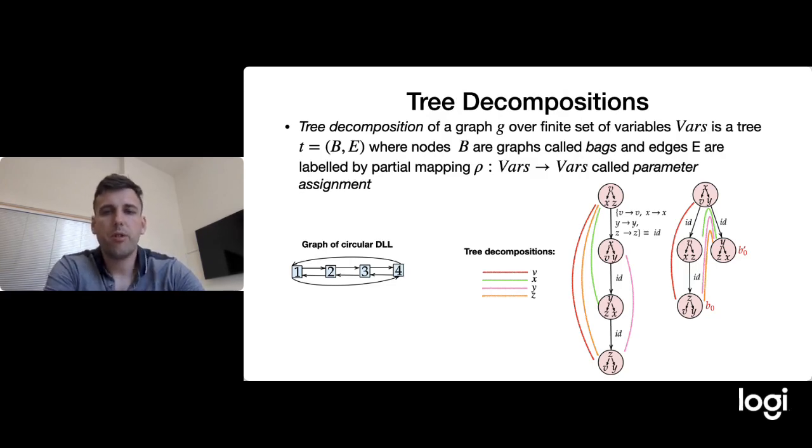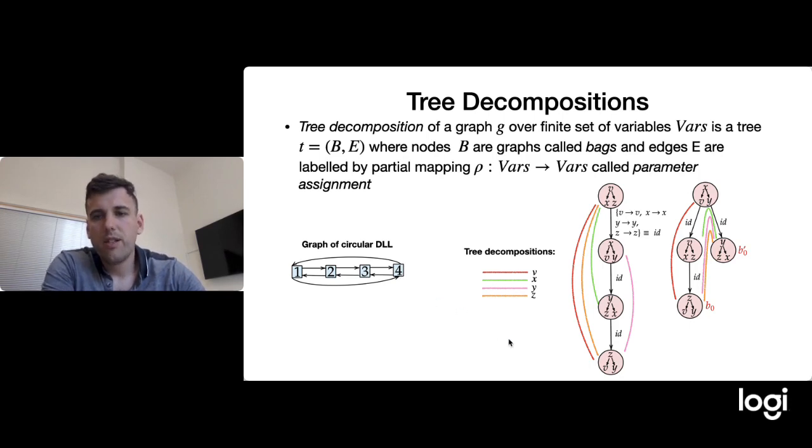Here is a formal definition, but I will try to give you an intuition. So consider this graph of a circular doubly-linked list, and here are two of its tree decompositions. The nodes of the decompositions are so-called bags, where variables represent nodes in the original graph. So variable v represents the first node, the variable x the second node, the y the third node, and the variable z the last node.